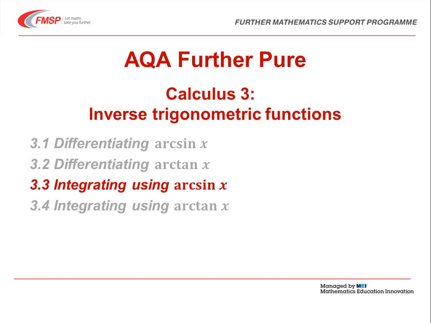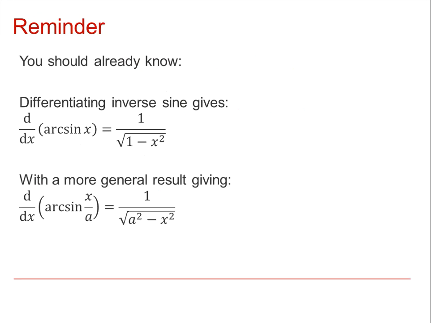This is a video for AQA Further Pure Mathematics, Calculus Section 3.3, Integrating using arcsine x. We've already seen the results that the derivative of arcsine x is 1 over root 1 minus x squared, and that if we've got arcsine of x over a, then the derivative is equal to 1 over root a squared minus x squared.